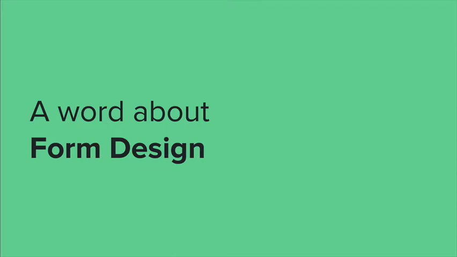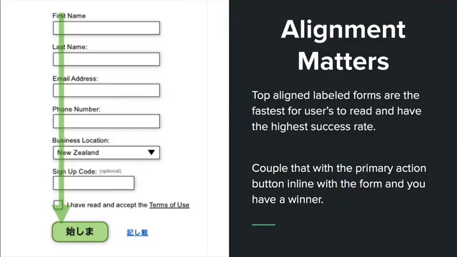And lastly, I wanted to mention a word about form design. As I was researching this presentation, I came across some helpful information about how to design forms so that they are easy for customers to fill out. Customers really struggle with forms sometimes, so the way they're designed makes a big difference. And the main thing is that alignment matters. Top aligned label forms are the fastest for users to read, and they have the highest success rate, so the users don't quit before they're done.